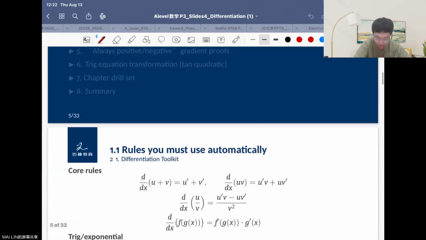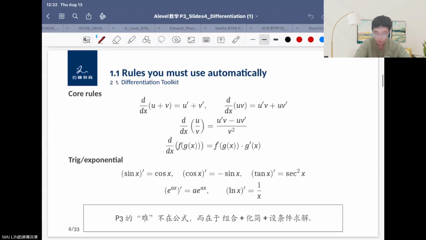Okay, so as we learned before, we have some toolkit in A level P1, right? For example, if we have two functions added together, u plus v, here we can say that the differentiation is u differentiation plus v differentiation. So we just add u differentiation and v differentiation together.